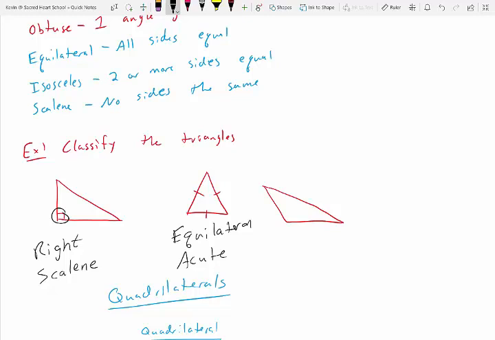Our third one, none of the sides are the same, so we can say it's scalene. And we look, the bottom angle is bigger than 90 degrees, so it's an obtuse triangle.